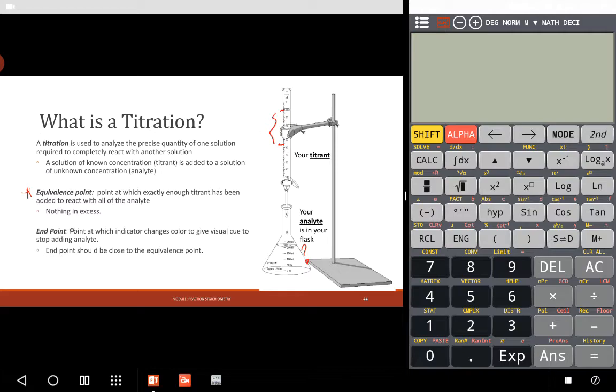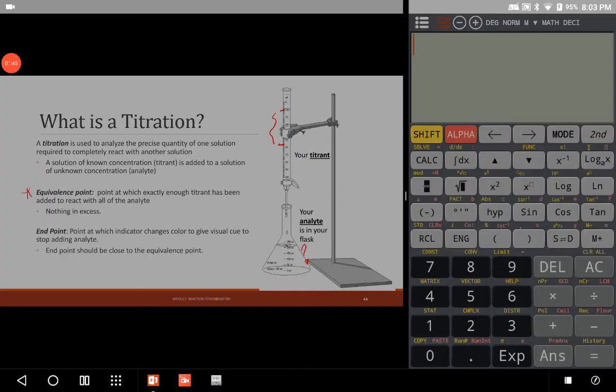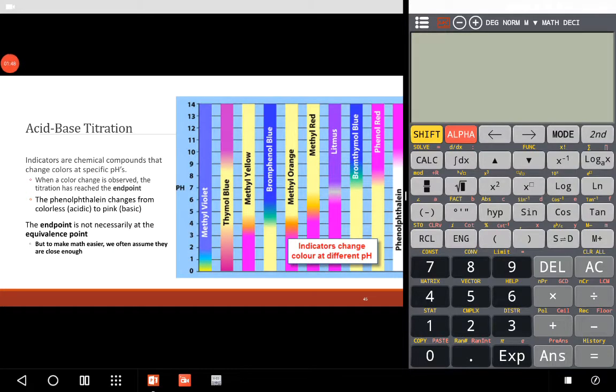The end point is where the indicator changes color to let you know that you've reached there. But the indicator should be picked such that the end point is really, really close to the equivalence point. There are a variety of indicators, as shown here, that change color at different pHs. For instance, phenolphthalein changes color from clear to very light pink around pH 8, which is slightly above pH 7, which is neutral. So in this region, it's really faint pink, and that's the end point.